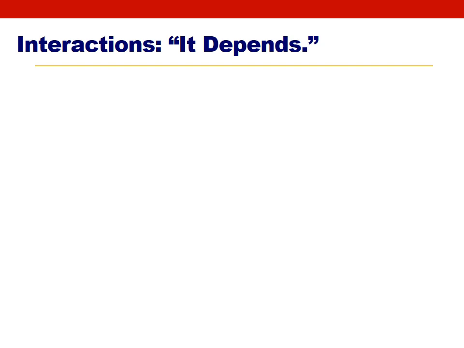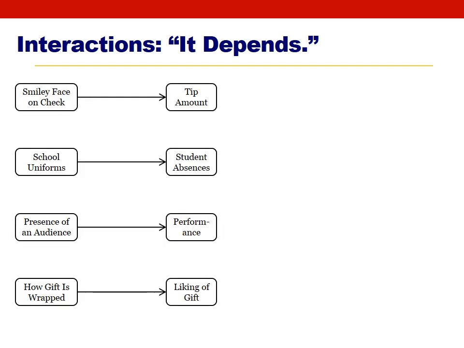Let's quickly review the concept of interactions. Remember, when we find an interaction, what we're saying is that the relationship between two variables depends on some other variable. Here are the 4 examples that we've talked about so far today.